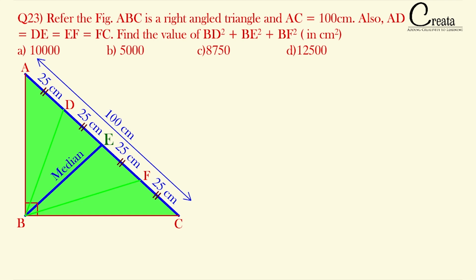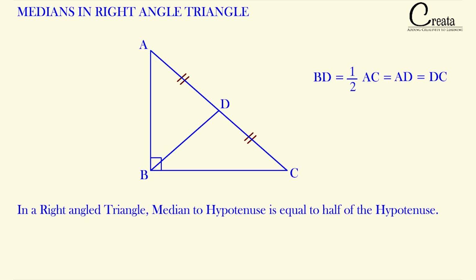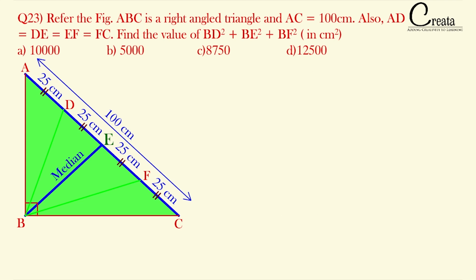Are you able to correlate this with the fundamental of medians in a right angle triangle? There we have studied that the median to the hypotenuse is equal to half of the hypotenuse. So BE is the median to the hypotenuse and AC is the hypotenuse. So BE is equal to half of AC, and we know AC is 100 cm. So we got the value of BE as 50 cm. We have used the fundamental of the median in a right angle triangle.